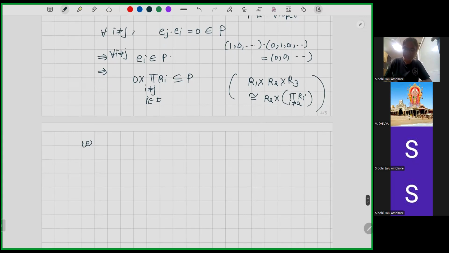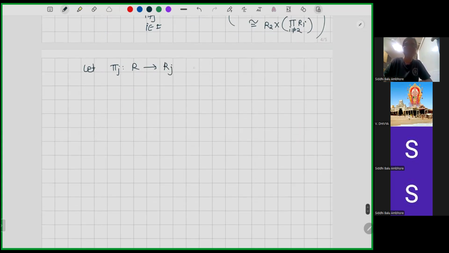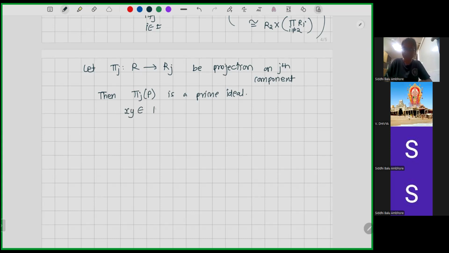And then we take this map pi j from this product to Rj to be the projection map, our normal projection on the jth component. Then this pi j of P is a prime ideal. And why is it a prime ideal? Suppose xy belongs to pi j of P. Then we need to show that x belongs to pi j of P or y belongs to pi j of P.